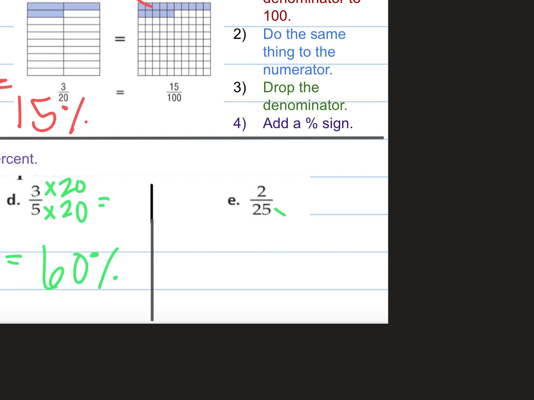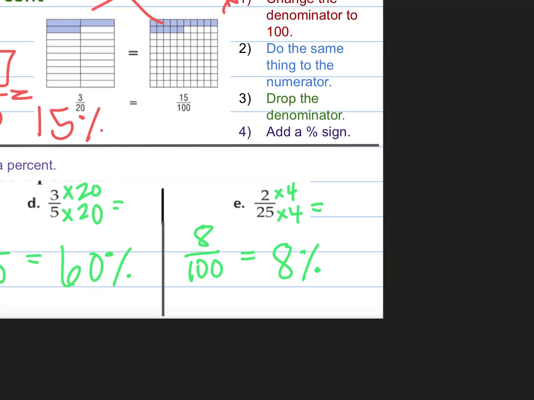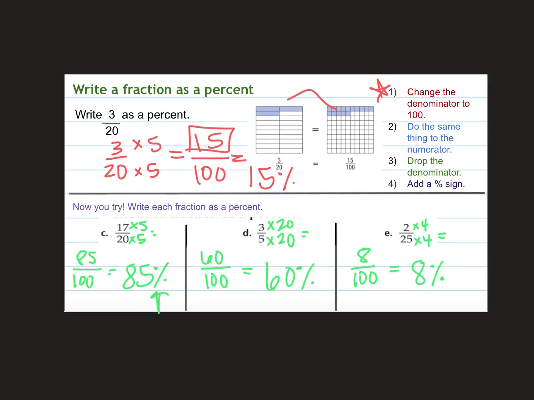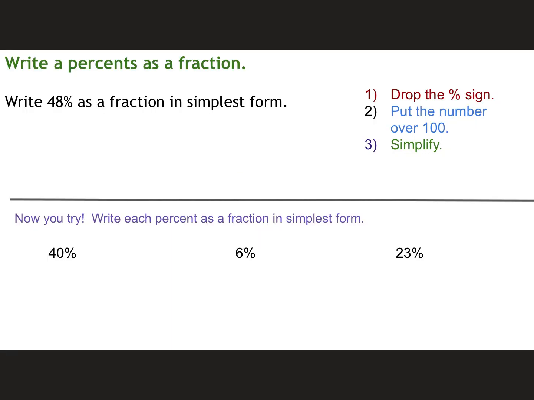2/25ths, I know I can multiply 25 times 4 to get to 100, so I'll do the same to the top. And 2 times 4 is 8/100ths. Now that the denominator is 100, then the numerator would be our answer with 8%. So that's always the goal, make the denominator 100.